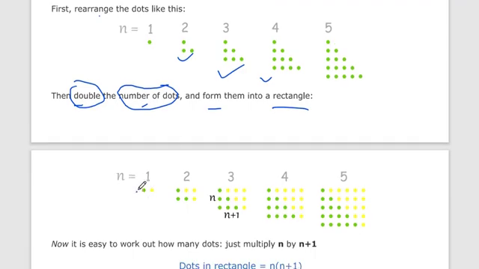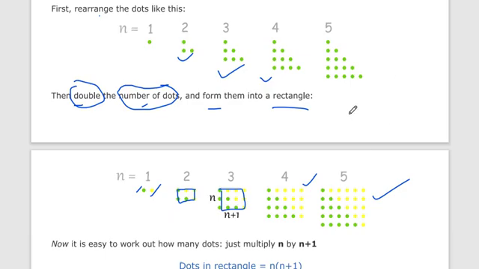So we have 1, so we add one dot. Here in the second term we have 3 dots, so we have to add 3 dots and make a rectangle. You can see that this is a rectangle. Now in the third term we have 1 2 3 4 5 6 dots, so we add 6 dots and make a rectangle. Likewise we double the number of dots and form them into a rectangle.